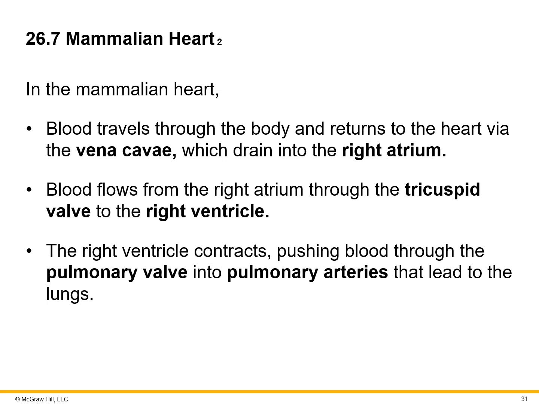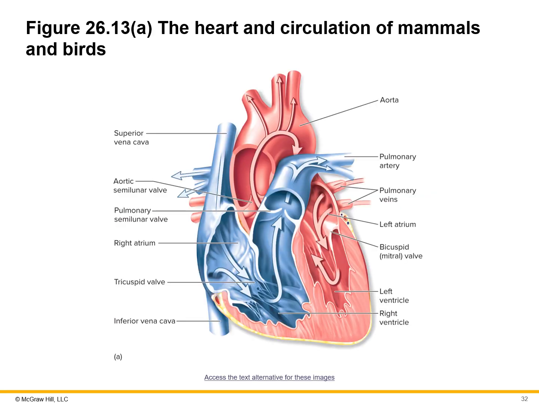Then the blood travels through the body and returns to the heart via the vena cava, the largest of the veins. That flows into the right atrium. Then it flows through the tricuspid valve to the right ventricle. Then the right ventricle contracts and pushes the blood through the pulmonary valve into the pulmonary arteries that then go to the lungs.